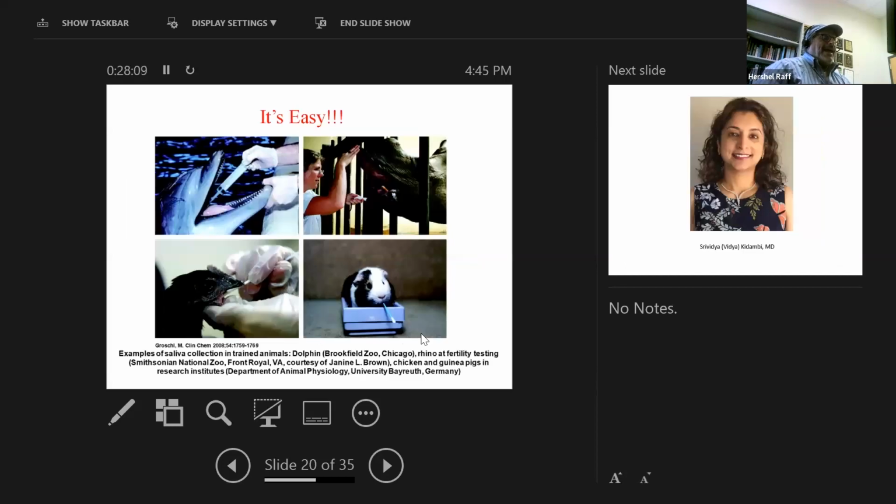And then when I gave this talk originally at the Pituitary Society meeting, all the clinicians started squirming and saying, oh, this is so hard. And this is so easy because it was published in Clinical Chemistry. You can do it in a dolphin, a rhinoceros, a chicken. And it's so easy that this guinea pig sampled his own saliva. They just hand him the Q-tip and he did it himself. So I said to a physician who I won't mention his name from the University of Michigan, if a guinea pig can do it, I think your patients can do it.